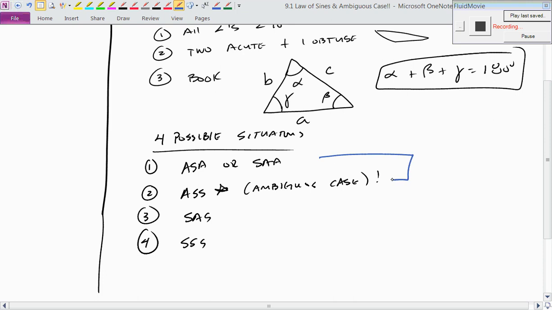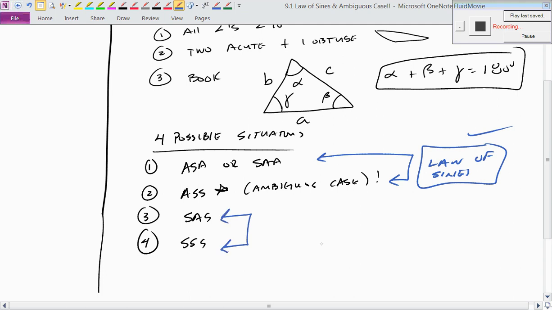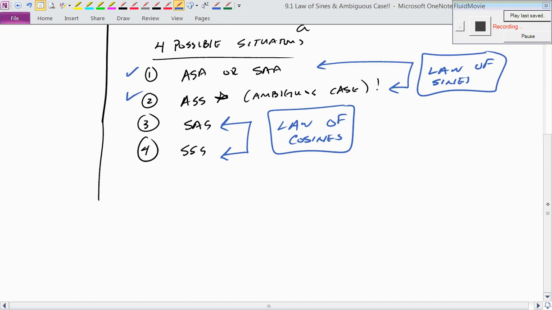Okay, if you have the first two cases here, angle, side, angle, or angle, side, side, you're dealing with the law of sines. And that's what we're going to hit today. That's all today's stuff. If you have these two cases, side, angle, side, or side, side, side, then you're dealing with the law of cosines, which we'll get into on Friday, it looks like. So today we're going to focus on the law of sines and these possible situations and the ambiguous case. So far so good? Okay, so let's talk about what the law of sines is then.